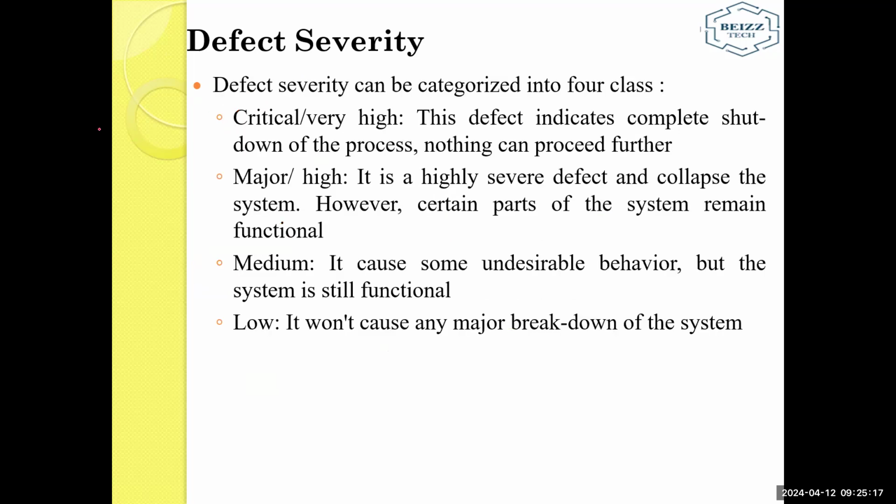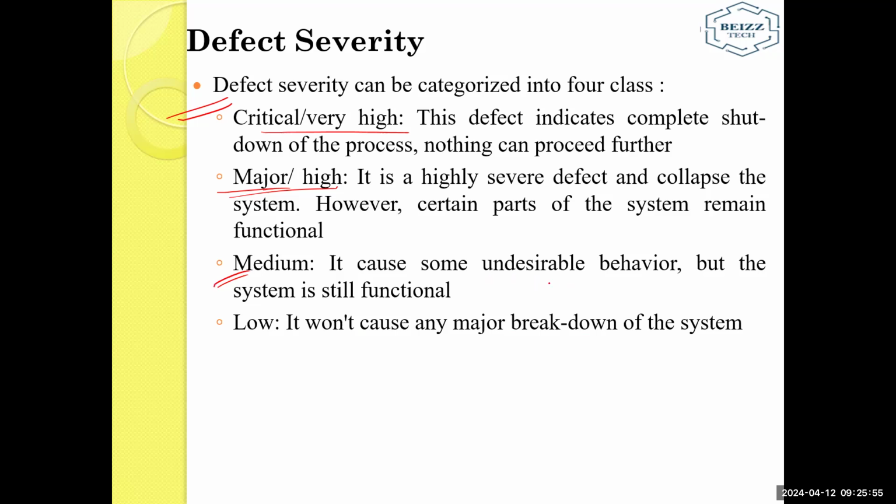Now guys, see defect severity and how exactly it is categorized into four classes. Critical, or very high, means the defect indicates complete shutdown of the process. Nothing can proceed further. Then such a defect you can raise as a critical defect. What is a major or high defect? It is a highly severe defect that collapses the system, though certain parts of the system remain functional. So if any specific functionality or core feature is not working, we can define it as high severity. Medium means what?